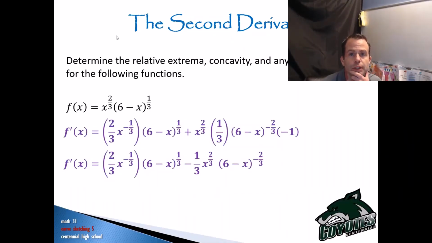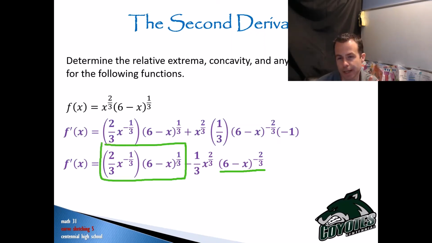So what I'm going to do is take out (6 minus x) to the -2/3. Usually you want to take out the higher negative exponent, right? When I do that, and I'm going to take out 2/3 x to the -1/3, okay? So when I do that, this term here, I'll be left with (6 minus x) to the 1/3 over (6 minus x) to the -2/3, which becomes (6 minus x) to the 3/3, which is just 6 minus x, because that's to the 1, okay?